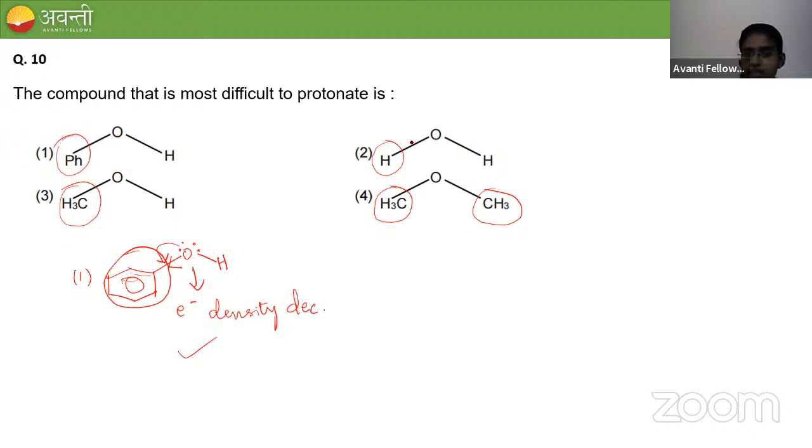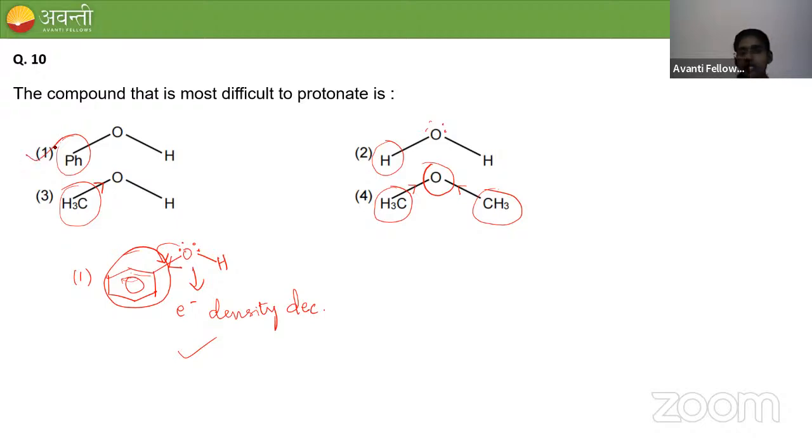In case of hydrogen, here second compound, there is no such resonance kind of thing. The lone pair is still available. We can protonate. And in case of option 3, CH3 group, which is an electron releasing group, it will be more easy for protonation. And here also 2 electron releasing group we are having. This center becomes more electron rich and this oxygen can more easily protonate. Okay. So the one which is more difficult to protonate is option 1.